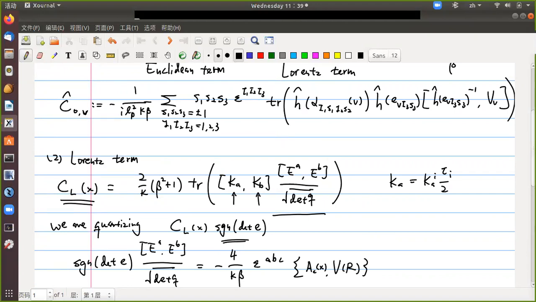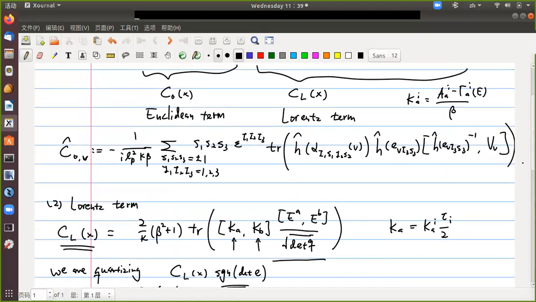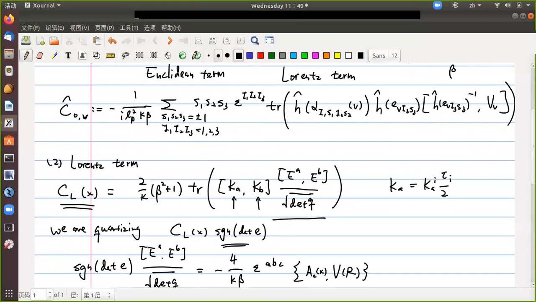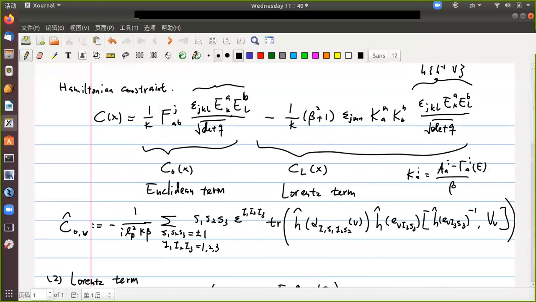So we are going to find a way to express this K. You can see that this K is highly non-polynomial, because K, of course, depends on A. It depends linearly on A, but it depends non-linearly on E. Which means that K is actually a complicated expression. At the very beginning, people saw this formula for the Hamiltonian constraint and just gave up because this K is too complicated. It's hard to imagine how to quantize.